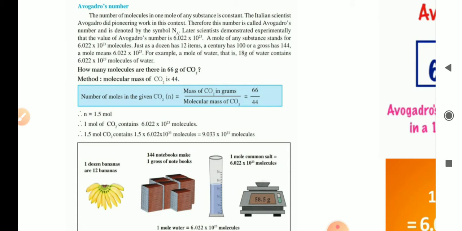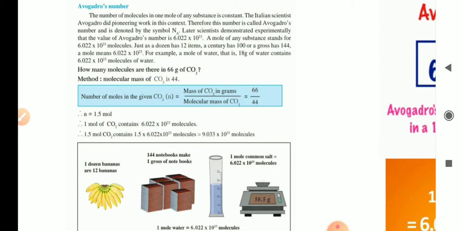So 1 mole of CO2 contains 6.022 into 10 raised to 23 molecules. Therefore, 1.5 mole of CO2 contains 1.5 into 6.022 into 10 raised to 23 molecules. That is equal to 9.033 into 10 raised to 23 molecules.